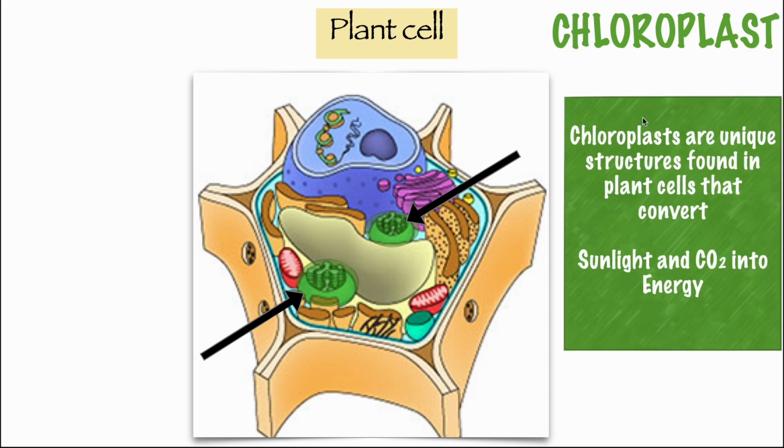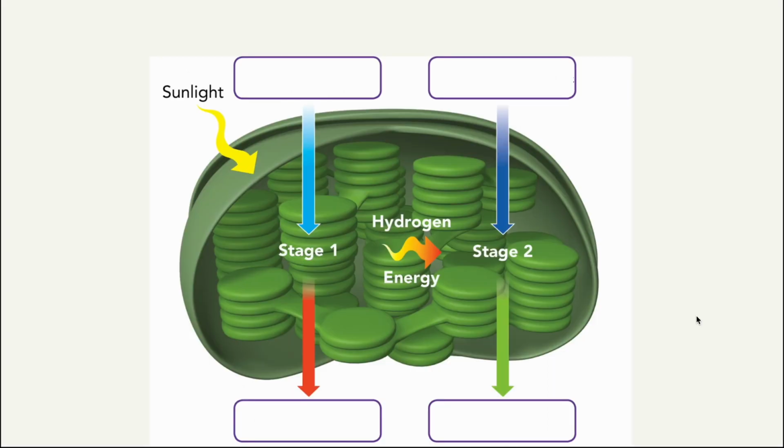This is the definition for chloroplast. Chloroplasts are unique structures found in plant cells that convert sunlight and carbon dioxide into energy. Moving on to the next slide, let's see a zoomed in picture of the chloroplast. We know that photosynthesis happens in the chloroplast, yes? So the chloroplast takes in the sunlight, water, carbon dioxide and converts it into oxygen and sugar.